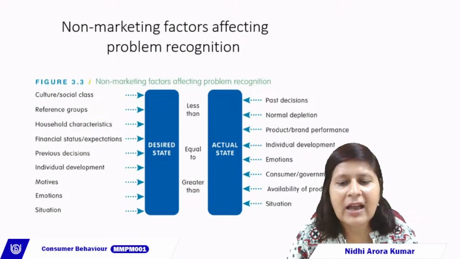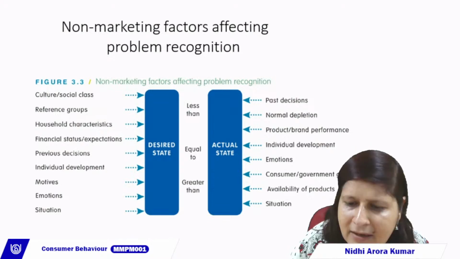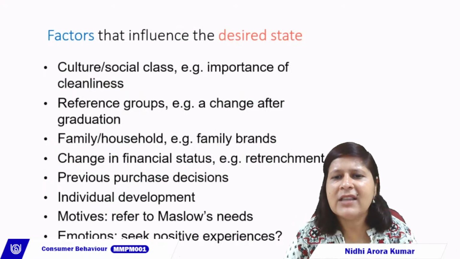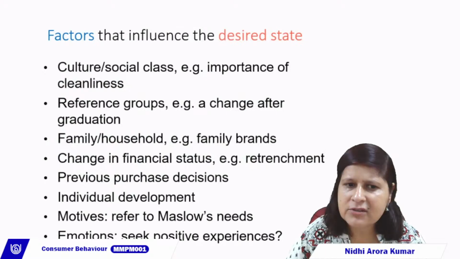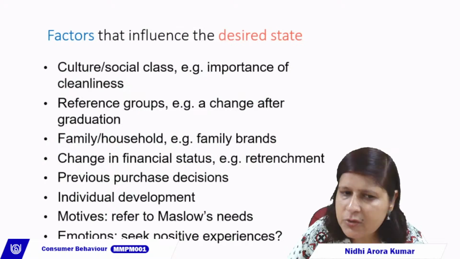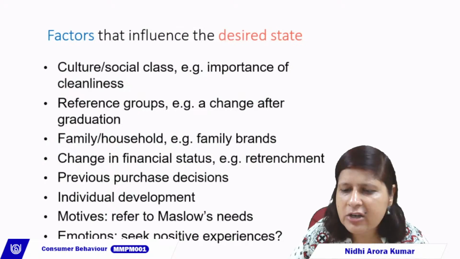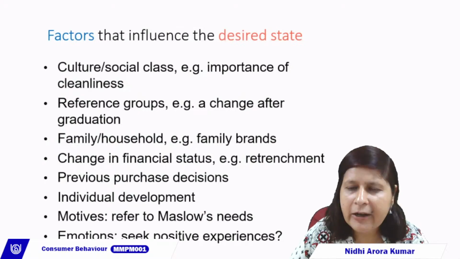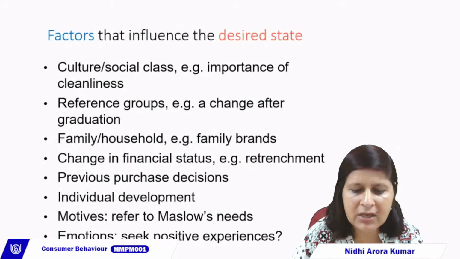So a desired state could be equal to the actual state, it could be less than, or it could be greater than, right? Factors that influence the desired state: cultural or social class, importance of, suppose, cleanliness, reference group, a change after graduation, family or household, family brand, change in financial status, that is retrenchment, previous purchase decision, individual development, motives, right? And emotion, seeks a positive experience, the situations.